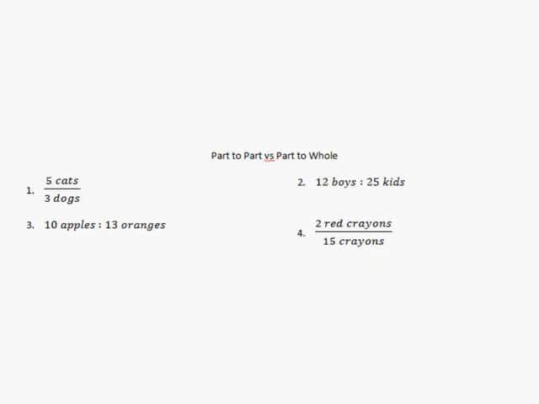First, before we learn about the comparison statements, we need to talk about a new idea, something called part to part and part to whole. Two different ways to write a ratio. One way is part to part, the other way is part to whole. Let's look at some examples of what this means.